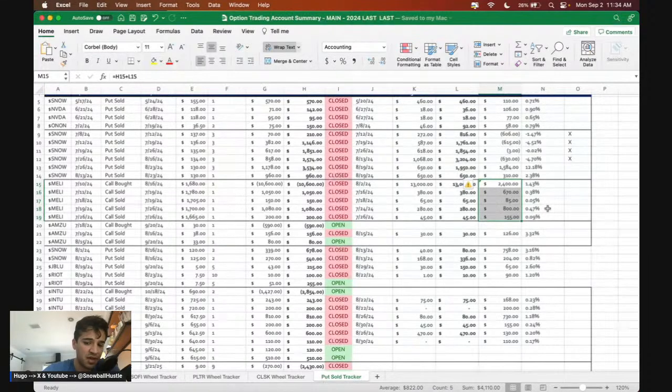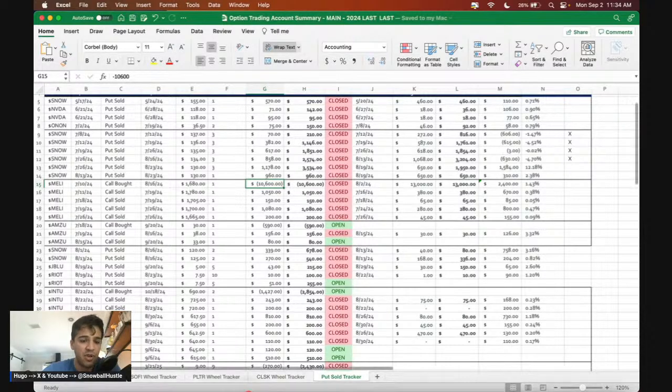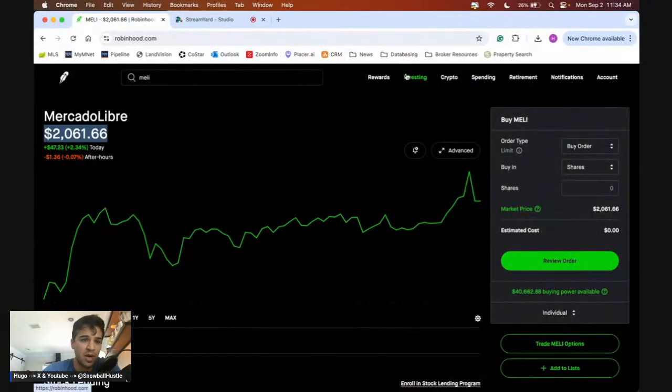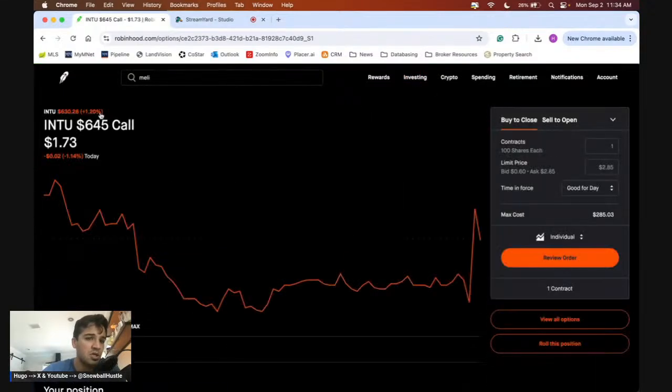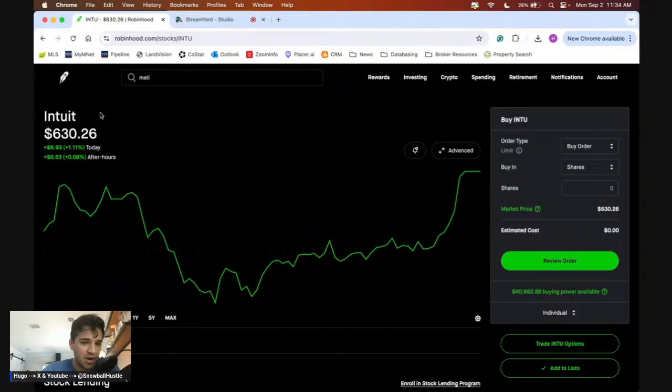So to make $4,100 on a $10,000 trade, that's close to 30-40% in a week. This was a phenomenal trade. Okay. Now, if we go to Intuit, which is the one that we're actually talking about, this is the opposite of that example. This is when a call option does not go your way, right?